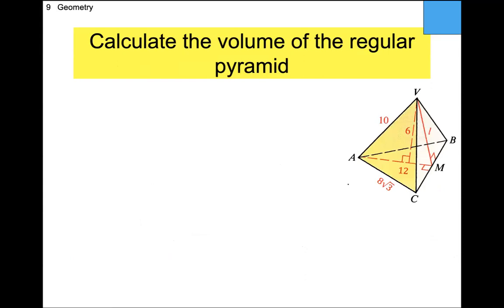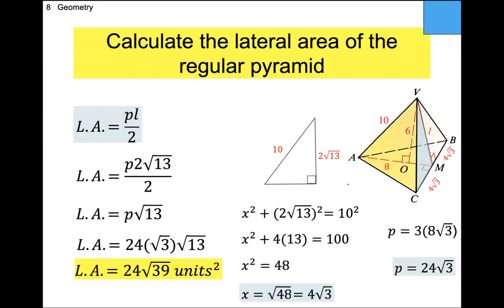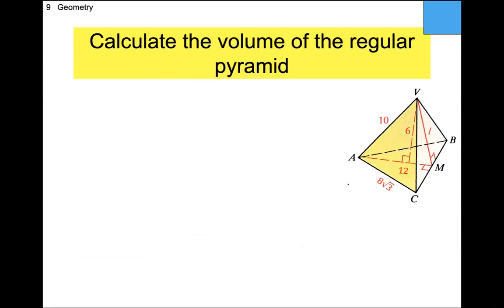But let's see, that was the lateral area, or did we do lateral or total area? Oh, that was just the lateral area. So if we were to do total area, then you would have to do base times height, which we could. The base would be 8 root 3, the height would be 12, and then add that to our answer. But instead, we're going to do volume here.